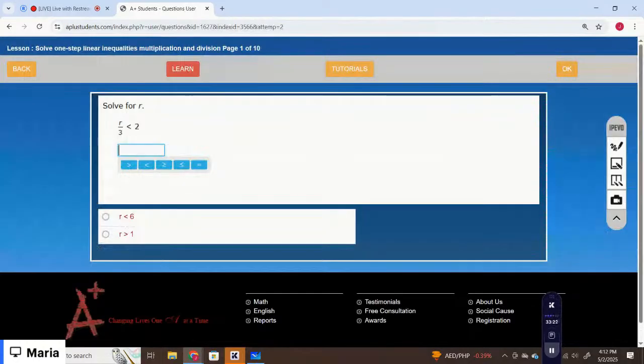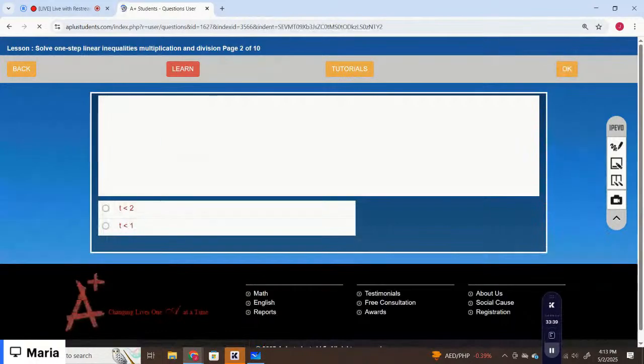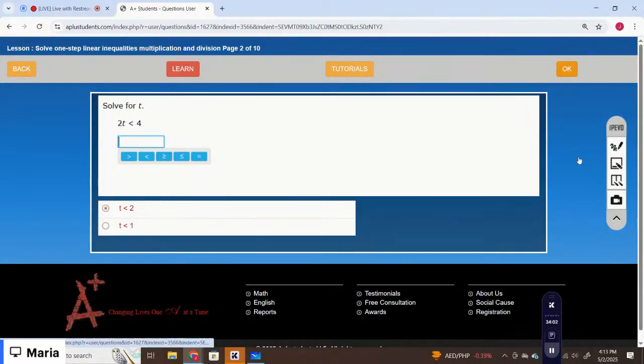r divided by 3 is less than 2. The answer is r is less than 6. Option number 1 is the correct option. 2d is less than 4. d is less than 2. Option number 1 is the correct option.